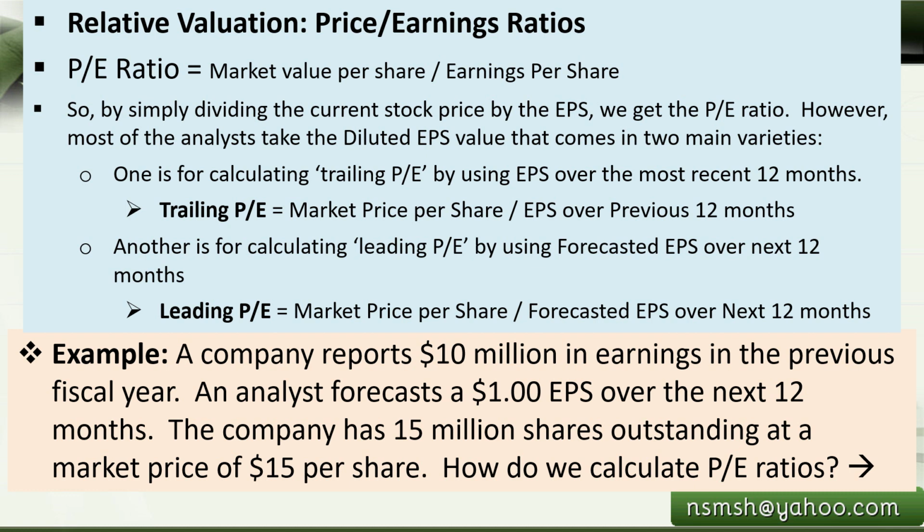Example: a company reports $10 million in earnings in the previous fiscal year. An analyst forecasts earning per share of $1 over the next 12 months. The company has 15 million shares outstanding at a market price of $15 per share. Now, how do we calculate the price earning ratios?